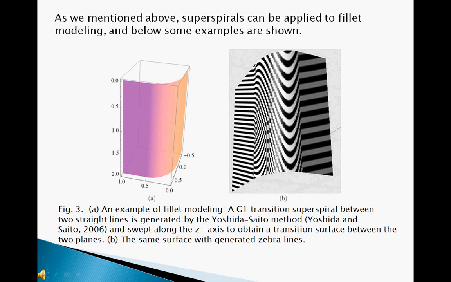As we mentioned above, superspirals can be applied to fillet modeling, and below, some examples are shown. Figure 3a shows an example of fillet modeling. A G1 transition superspiral between two straight lines is generated by the Yoshida-Saito method, and swept along the z axis to obtain a transition surface between the two planes. The same surface with generated zebra lines is shown in Figure 3b.